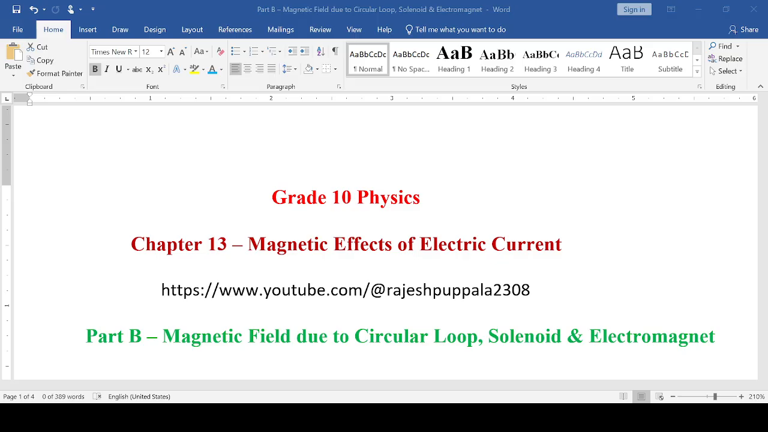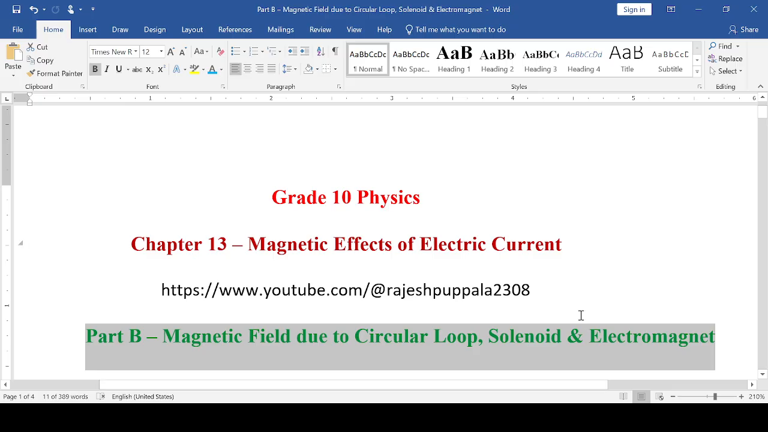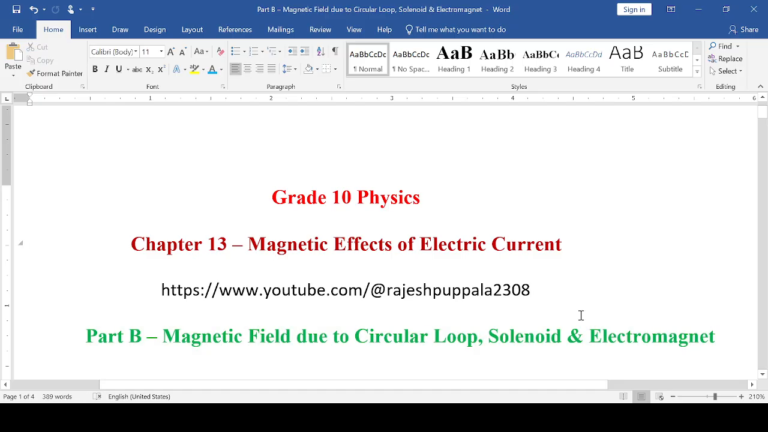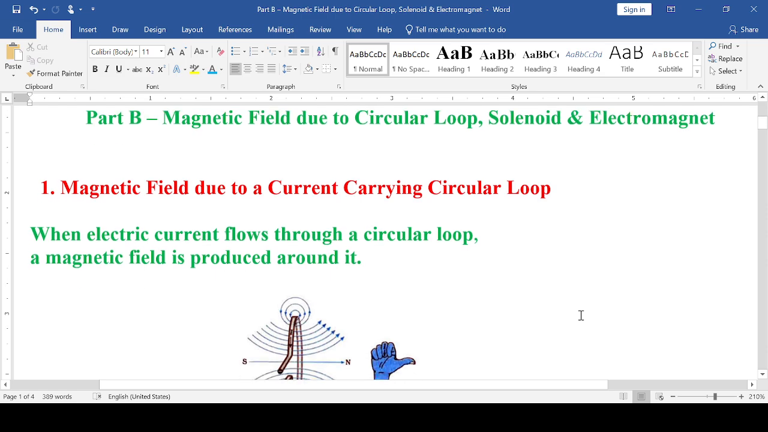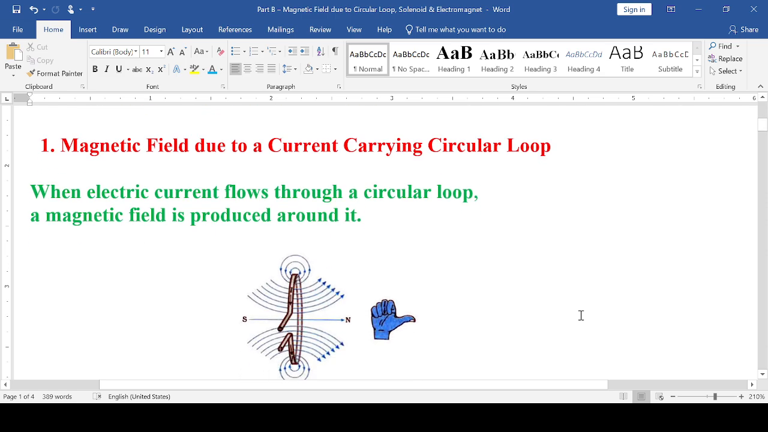Now we are going to continue the topic magnetic effects of electric current, grade 10 physics, part B: magnetic field due to circular loop, solenoid and electromagnet. In this topic we are going to discuss magnetic field due to circular loop, solenoid and electromagnet. So we'll begin with what is meant by magnetic field due to a current carrying circular loop. When an electric current flows through a circular loop, a magnetic field is produced around it.